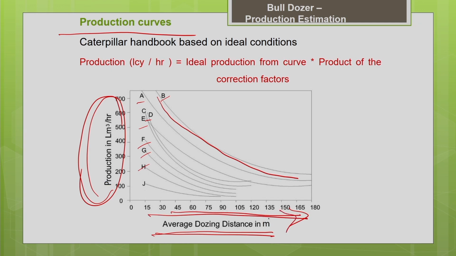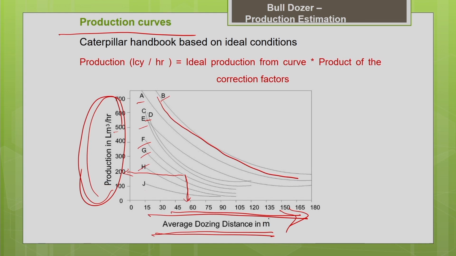So, if you know your equipment model number, you refer to the appropriate equipment handbook, look for the appropriate model number and choose the production value directly. If the dozing distance is, say, 60 meters and the model number is, say, F, you can directly read what the productivity is. You can choose the value from these curves directly.